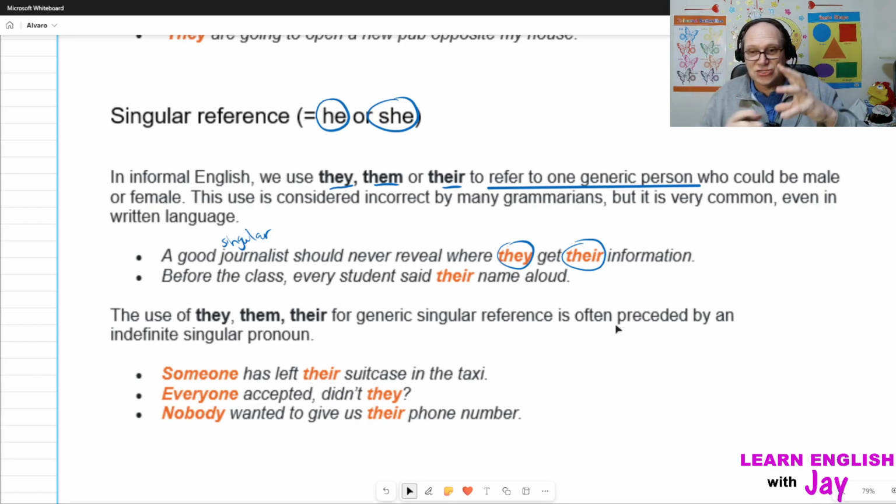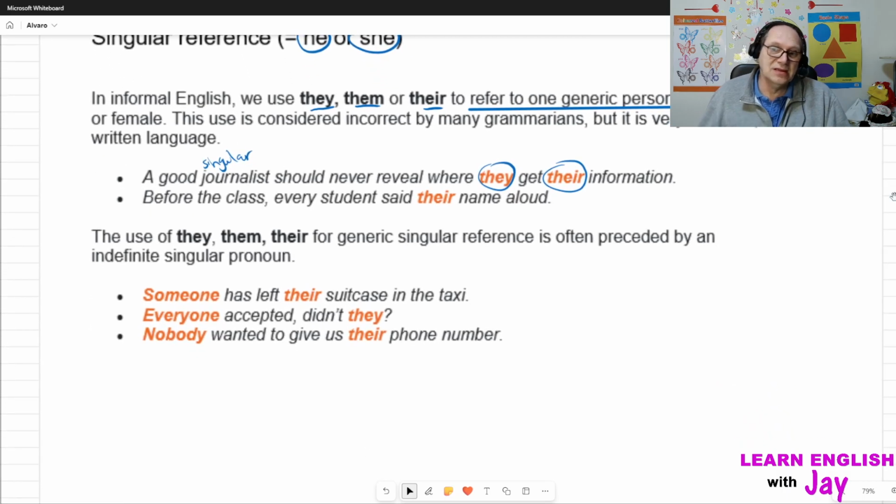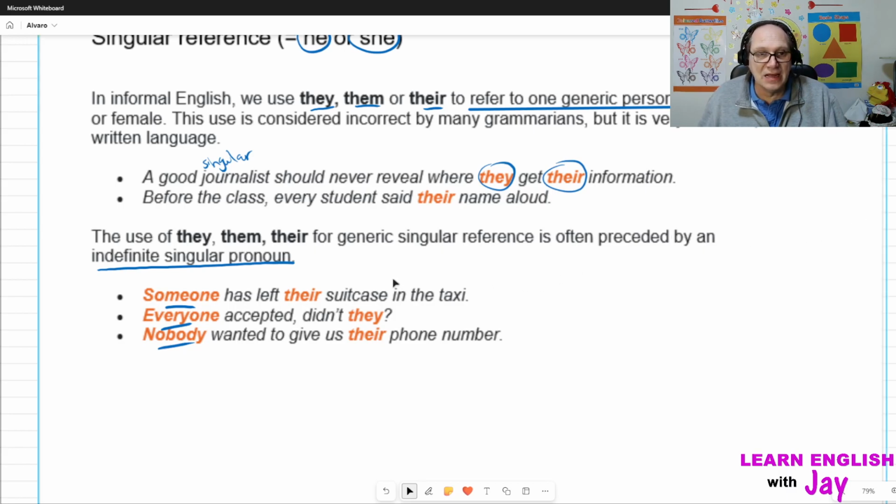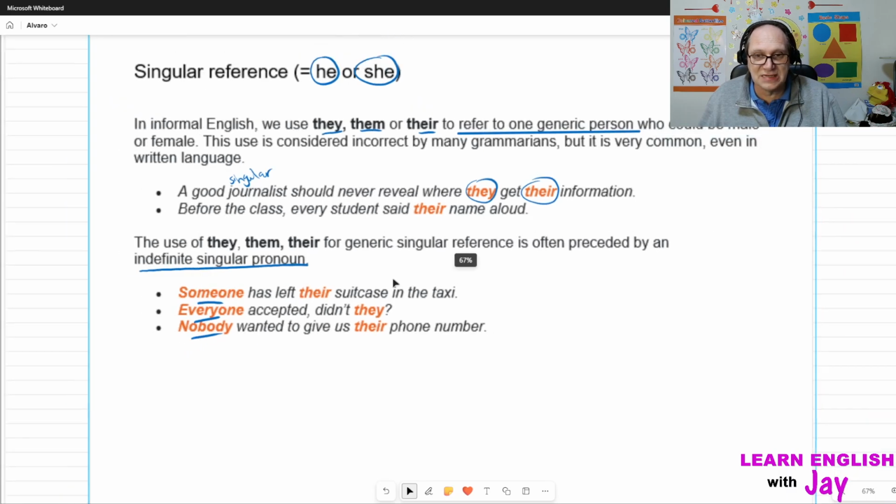So in that case, you never know. You don't know who this journalist is, and you don't know anything about their information. The use of they, them, and their for generic singular reference is often preceded by an indefinite singular noun pronoun. So like, someone has left their suitcase in the taxi. We don't know who it is. That's the indefinite singular pronoun. Someone, everyone, nobody. So we can normally use that before the generic singular reference.